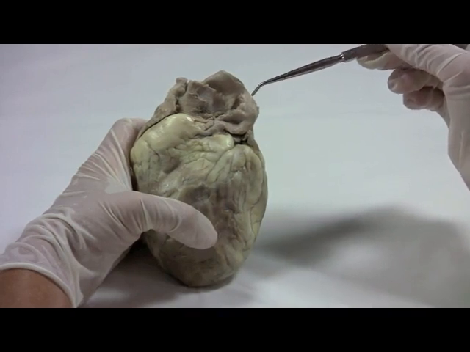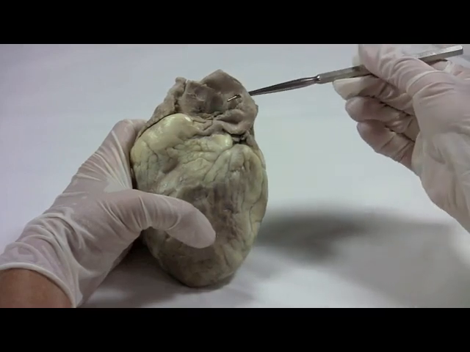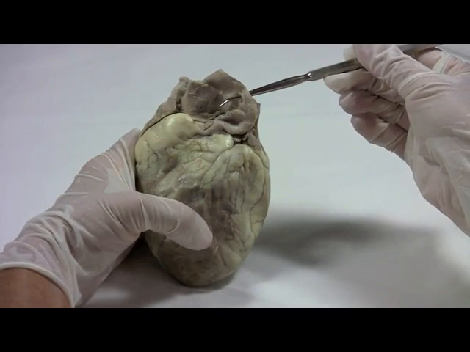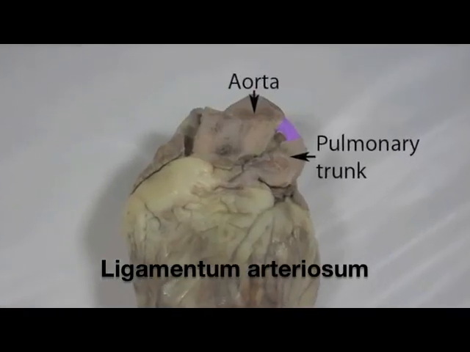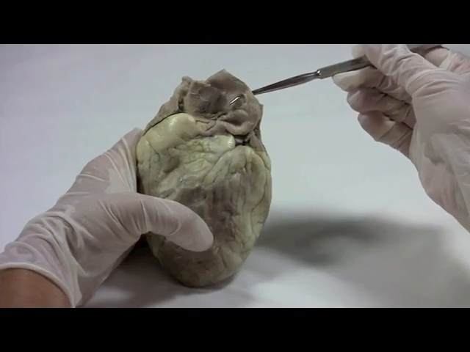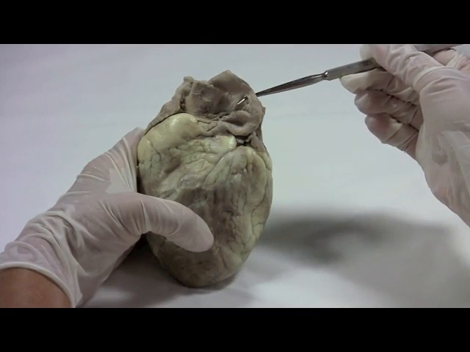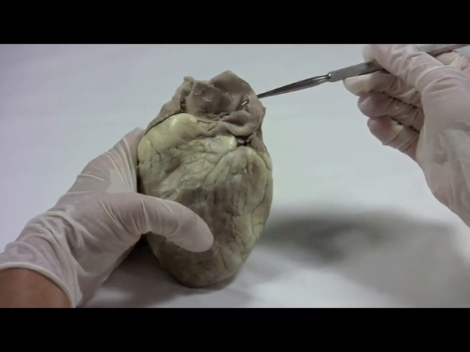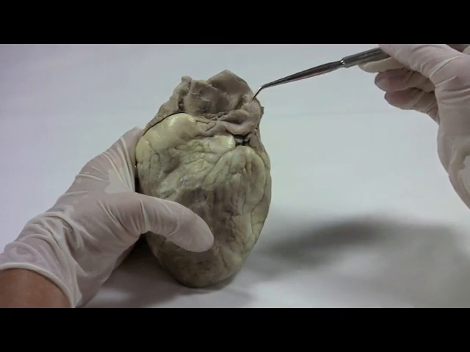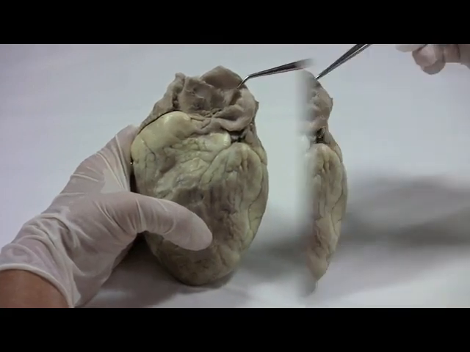And taking a look at this region in between the pulmonary trunk and the aorta, you can see this cord-like attachment. That's called the ligamentum arteriosum. The ligamentum arteriosum is a remnant of a structure called the ductus arteriosus. The ductus arteriosus is a fetal structure. It shunts blood from the pulmonary trunk to the aorta to bypass the lungs during development.